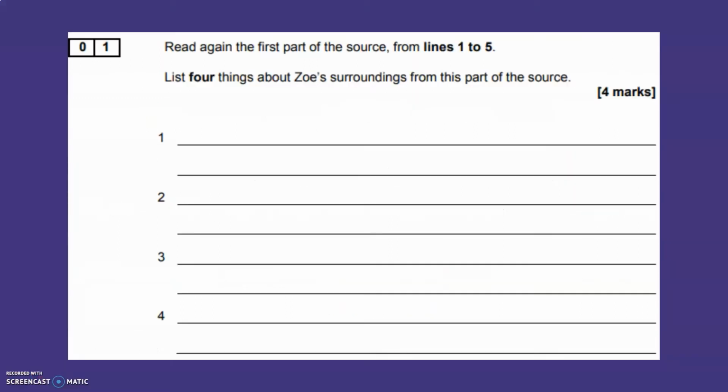This is an example of that question. Read again the first part of the source from lines 1 to 5 and list 4 things about Zoe's surroundings.